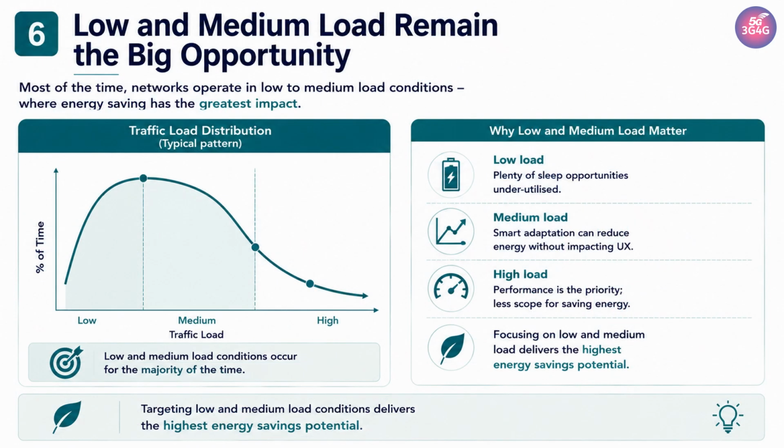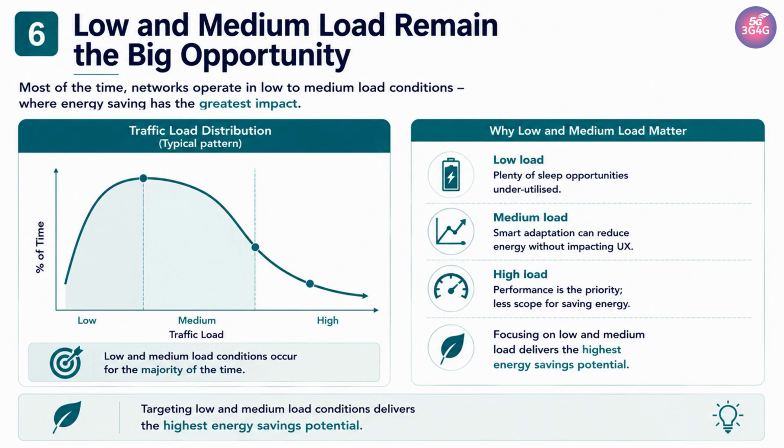Even with 5G NR, the biggest opportunity for energy saving remains low and medium load operation. Mobile networks are built for peak demand, but most cells do not operate at peak load all the time. A cell may be very busy for a few hours, but for much of the day it may carry low or medium traffic. This is especially true in residential areas during working hours, business districts at night, rural areas, and cells that mainly serve occasional hotspots.